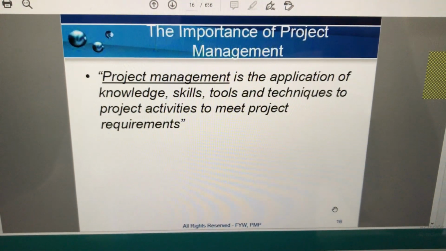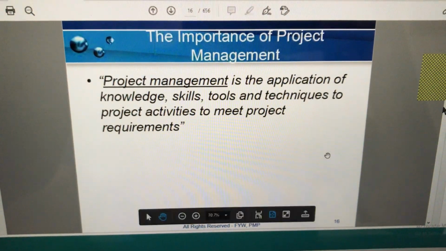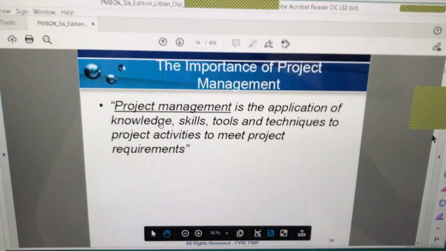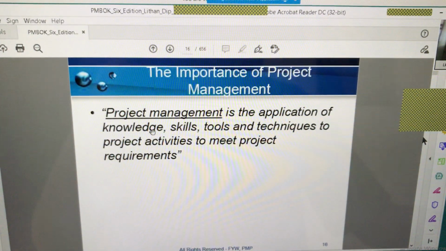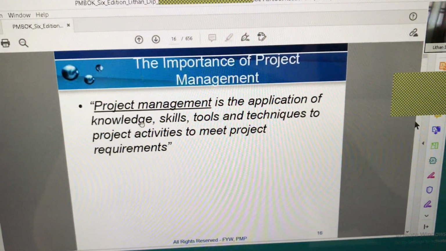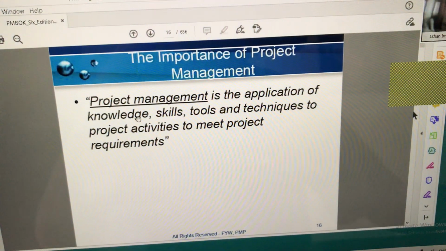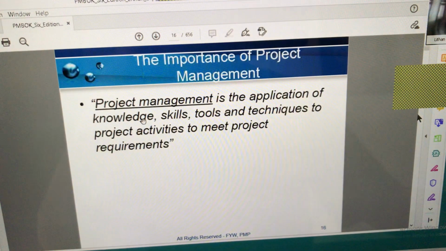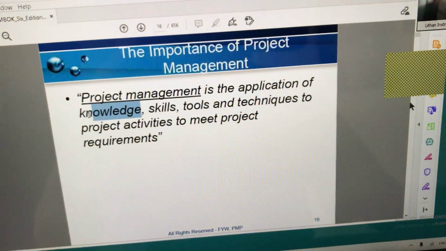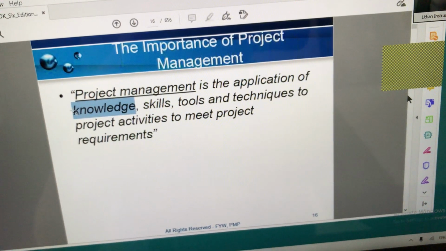What is project management? We saw the definition of a project. Now we are going to project management. Project management is application of knowledge. What knowledge? Is it your domain knowledge? If you are a hardware expert, is it your ability to know what is a router, what is a motherboard, what is a bus, what is a card, video card, audio card, Wi-Fi card, and so many other things? Because you are hardware, it is not that knowledge. It is not your domain knowledge. It is not your technical knowledge here.